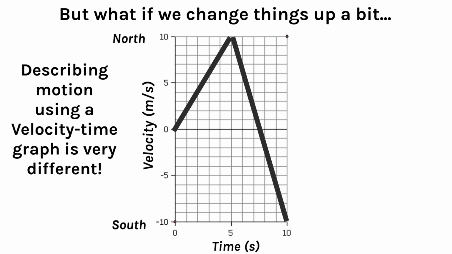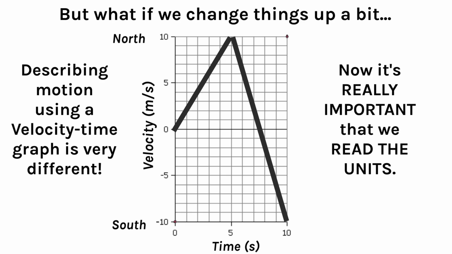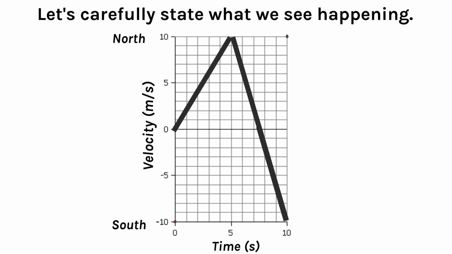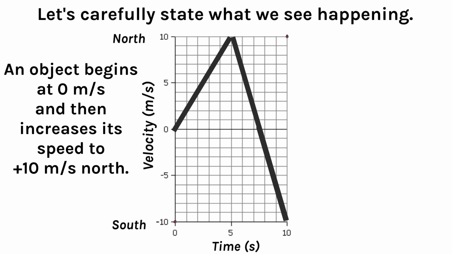Describing motion using a velocity time graph is very different. Now it's really important that we read the units. Let's carefully state what we see happening. An object begins at 0 meters per second and then increases its speed to 10 meters per second north.